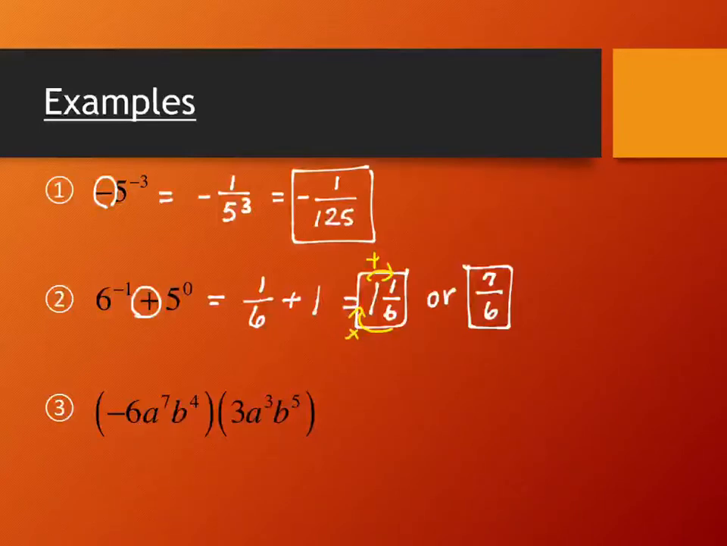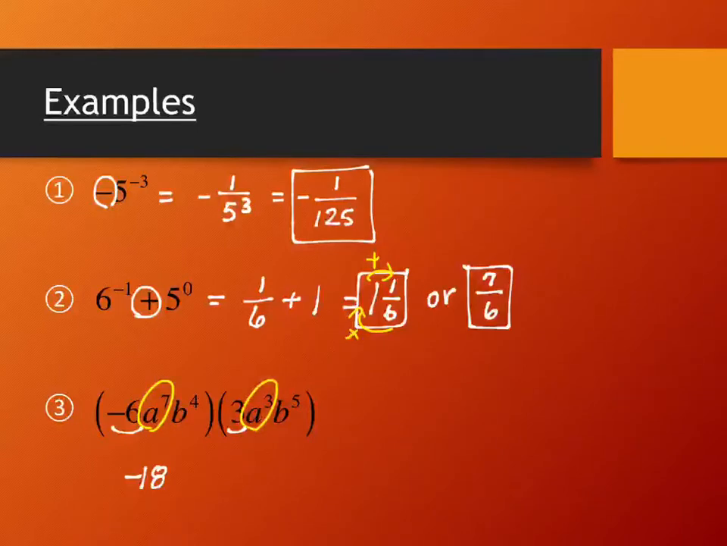So all of this is being multiplied, which means I want to group the things that actually can be combined together. Whether you write them out or whether you just think them out, that's fine. The negative 6 and the 3 can be multiplied because they're alike, right? They're just integers. So what is negative 6 times 3? Negative 18.